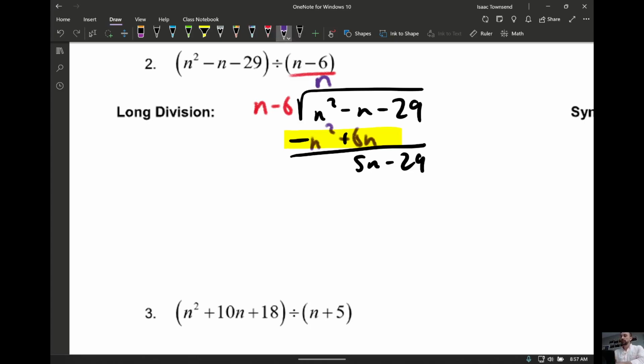Do it again. Next part of my answer is 5, because 5 times n is 5n. 5 times negative 6 is negative 30. And I don't know why this is the case, but again, a lot of times you guys will switch the signs and add once, but not the second time. The remainder here is not negative 59. Change the signs and add. The remainder is just 1.